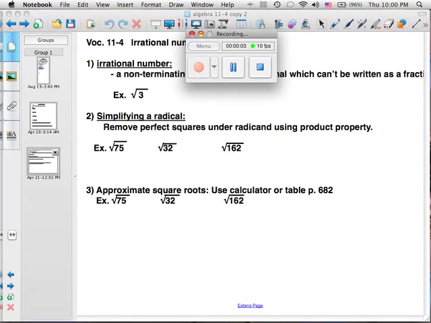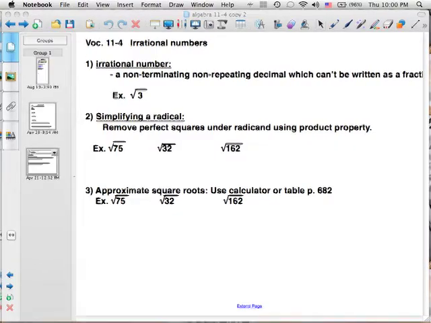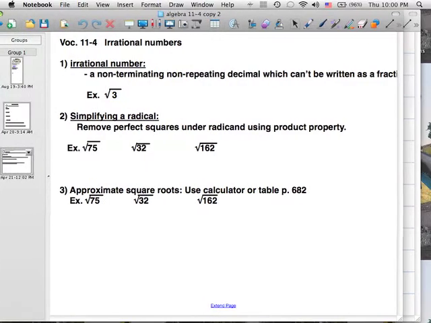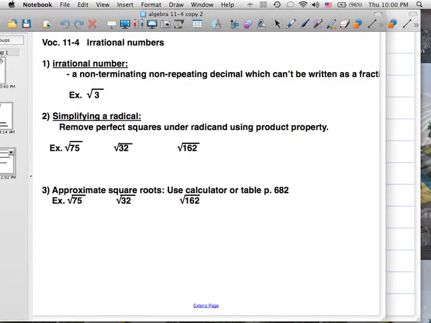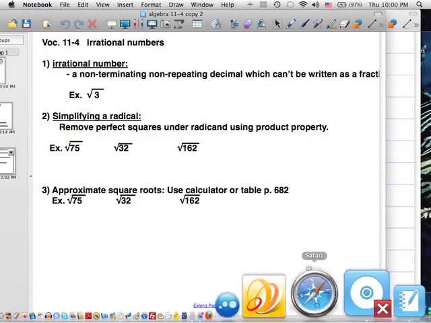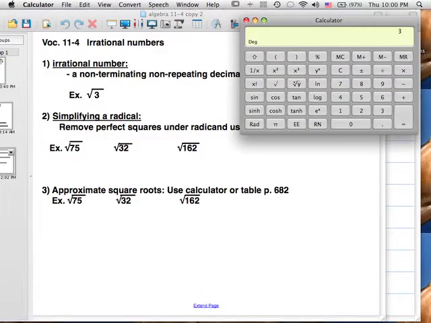We're on chapter 11, section 4. We're going to be working with irrational numbers. An irrational number is a non-terminating, non-repeating decimal which can't be written as a fraction. For example, the square root of 3. If I used a calculator for the square root of 3, I get a non-terminating, non-repeating decimal.